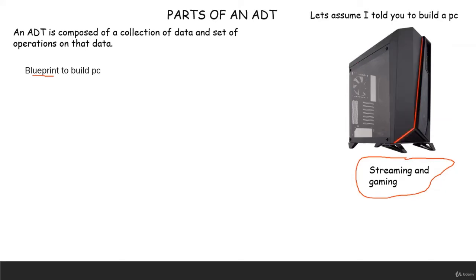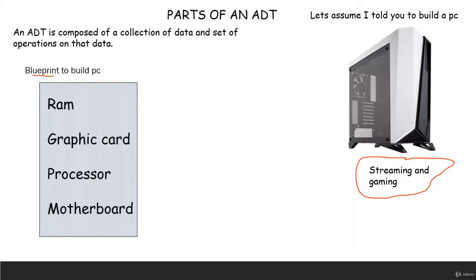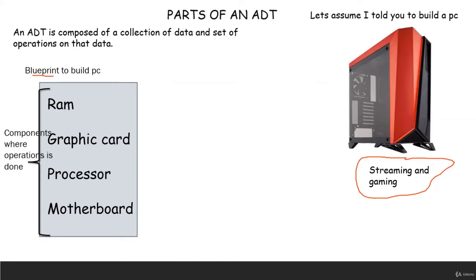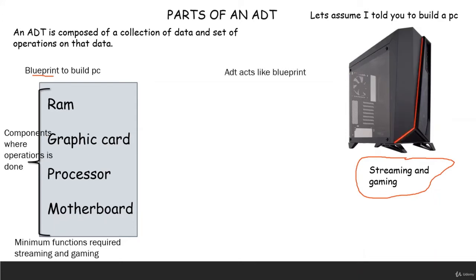And in that blueprint, there is a certain list of components which I require. That is RAM, graphic card, processor, motherboard, etc. And these are the components where operations are done. Which operations? Operations to give us quality streaming and gaming. So this is how ADT also works. ADT acts like a blueprint.